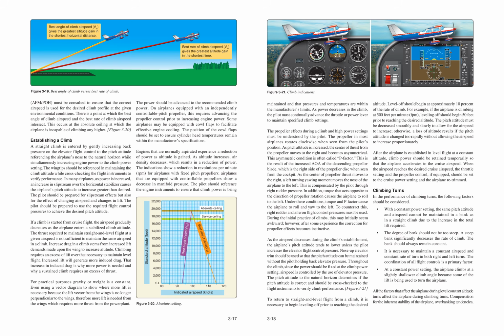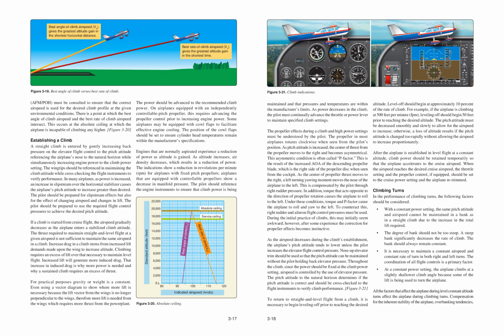For practical purposes, gravity or weight is a constant. Even using a vector diagram to show where more lift is necessary, because the lift vector from the wings is no longer perpendicular to the flight path, more lift is needed from the wings, which requires more thrust from the power plant. The power should be advanced to the recommended climb power. On airplanes equipped with an independently controllable pitch propeller, this requires advancing the propeller control prior to increasing engine power. Some airplanes may be equipped with cowl flaps to facilitate effective engine cooling. The position of the cowl flaps should be set to ensure cylinder head temperatures remain within the manufacturer's specifications.